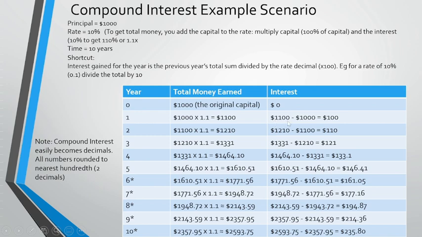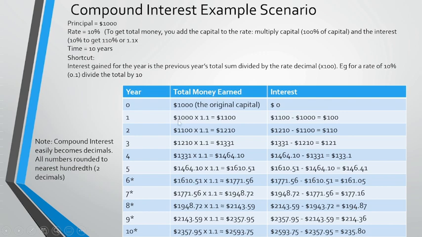So for a total amount of money, divide this total for the previous year. That's $1,000. Divide that by 10 is 100. $1,100 divided by 10, that's 110. 1,210 divided by 10, that's 121. 1,331 divided by 10 is 133.1. Then 146.41, and so on. You start off with $1,000 before you multiply the interest, and then you divide that by 10 to get 100.